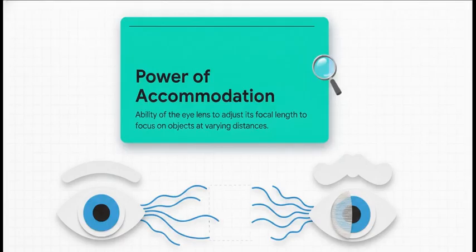Now, here's where it gets really cool. Your ciliary muscles act as a built-in biological autofocus. Your eye lens is made of this flexible jelly-like material, right? When you're staring at something far away, those ciliary muscles relax, making the lens thinner and increasing its focal length. But when you pull something close to your face, they contract. This makes the lens thicker, curving it to decrease the focal length. We actually call this dynamic autofocus the power of accommodation.